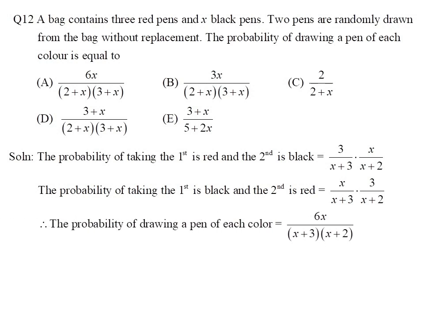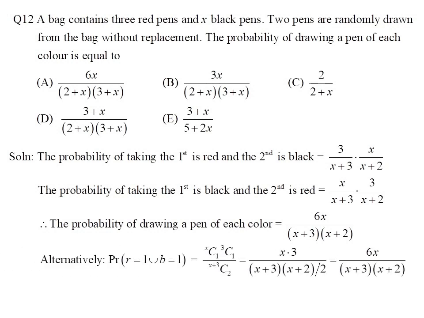Therefore, the probability of drawing a pen of each color equals 6x over the product of the sum of x plus 2 and the sum of x plus 3. Alternatively, the probability of drawing a pen of each color can be expressed as x choose 1 multiplied by 3 choose 1 all over x plus 3 choose 2, which is simplified to 6x over the product of the sum of x plus 2 and the sum of x plus 3. Hence, the answer for question 12 is A.